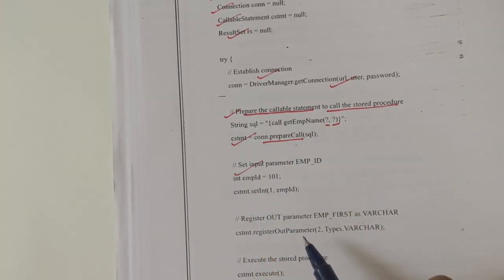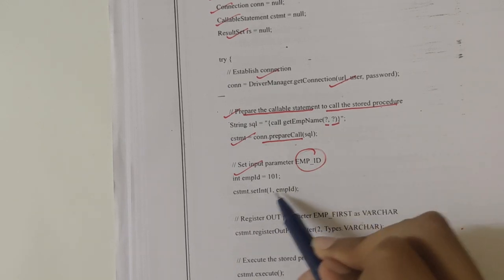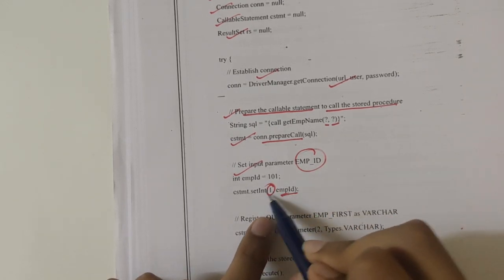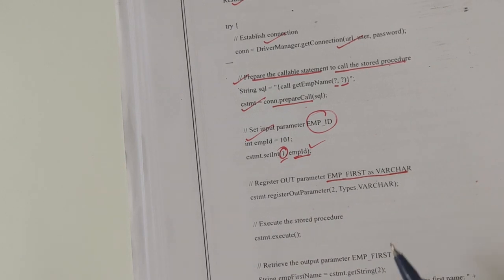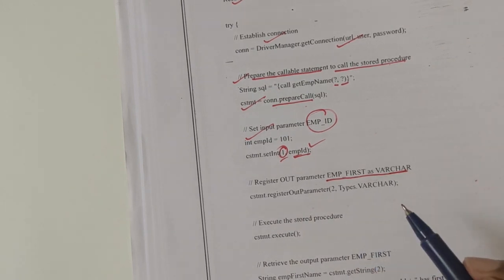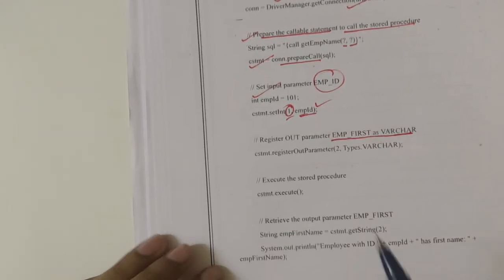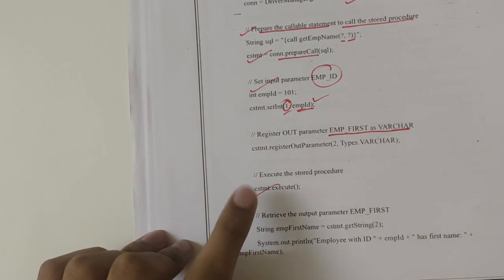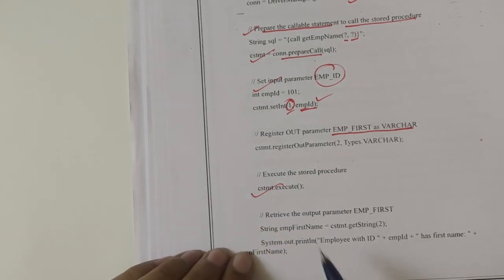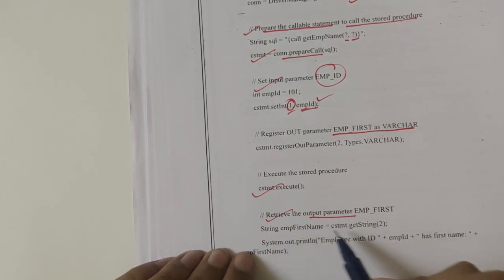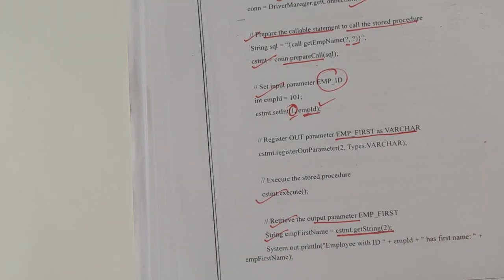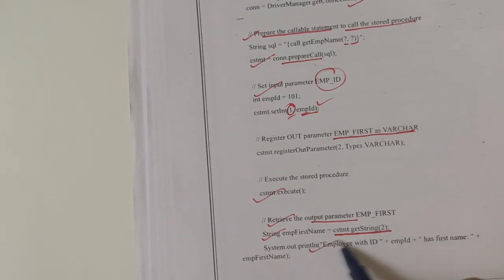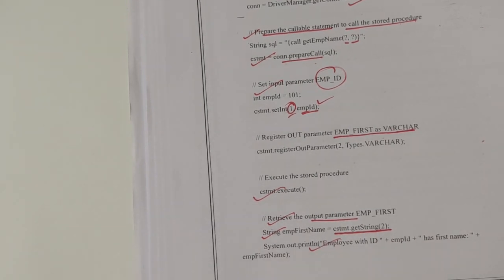We set the input number, which is the employee ID, the first entry, 101. Then we register the out parameter, that is, the employee first name as VARCHAR. Why VARCHAR? Because a string is used for storing this value. Then you execute the statement. Once you retrieve the output values, the string employee first name equals cstmt.getString(2). Then you just print the employee with the particular ID along with his first name.